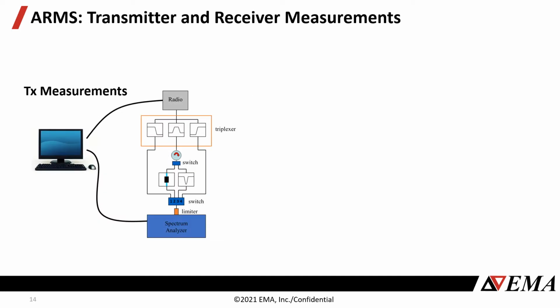Okay, so we'll first look at how the transmitter measurements occur. We control the system with our software, and we key the radio to transmit, and then there's a triplexer, which consists of a low pass, band pass, and high pass filter. The low pass and high pass filters are suppressing the fundamental of the radio to increase the dynamic range of the measurement.